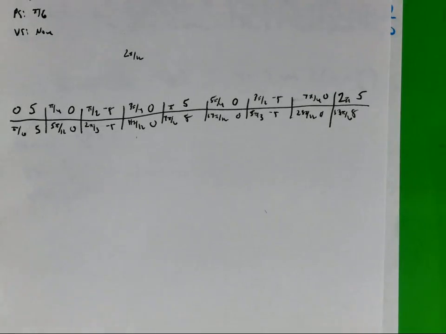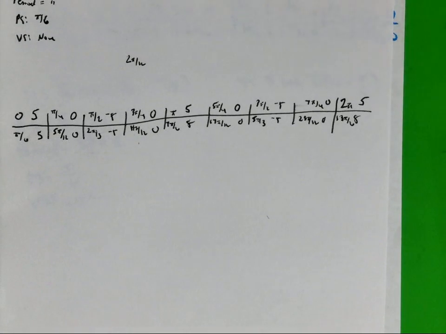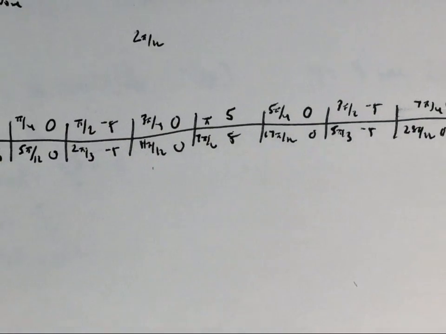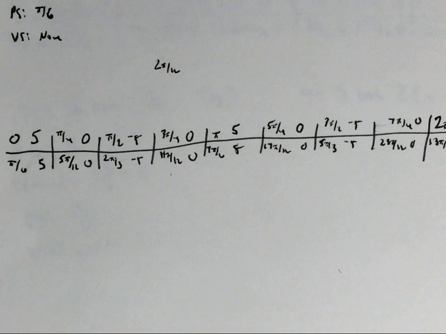Now, the phase shift is pi over 6. That means I'm going to add pi over 6 to my x. So 0 plus pi over 6 is pi over 6. There's no vertical shift. I bring my y down. Now watch this. Pi over 4 plus pi over 6 is 5 pi over 12. I know we don't usually work with 5 pi over 12, but that's what's going to go there. You're going to graph it just like 5 pi over 12. Pi over 2 plus pi over 6 is 2 pi over 3. 3 pi over 4 plus pi over 6 is 11 pi over 12. Pi plus pi over 6 is 7 pi over 6. 5 pi over 4 plus pi over 6 is 17 pi over 12.